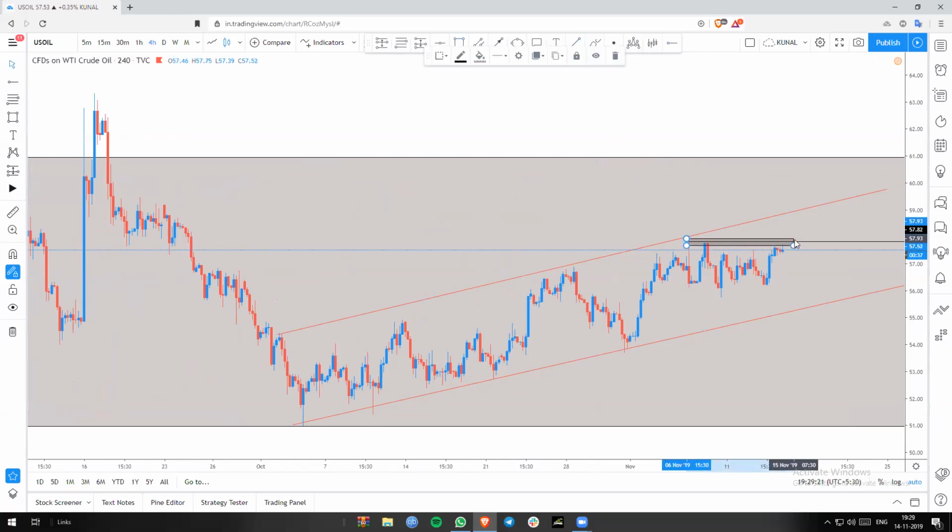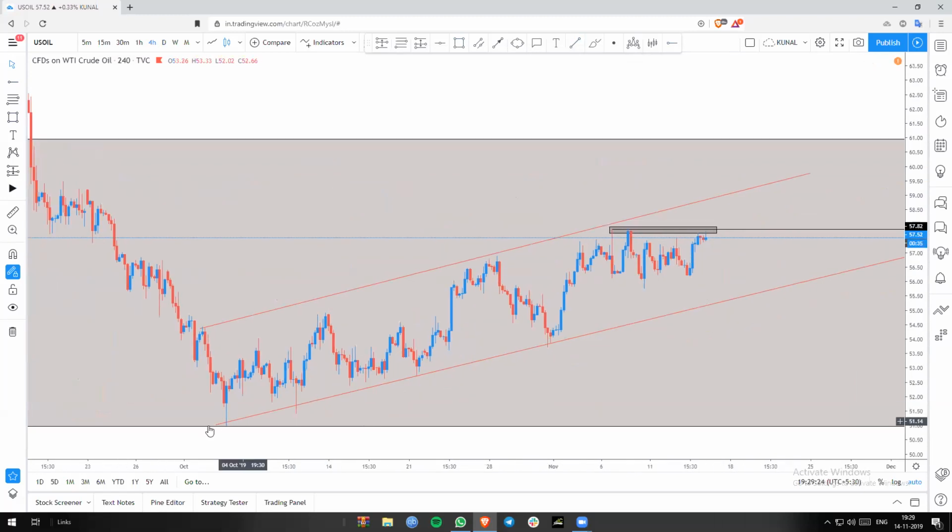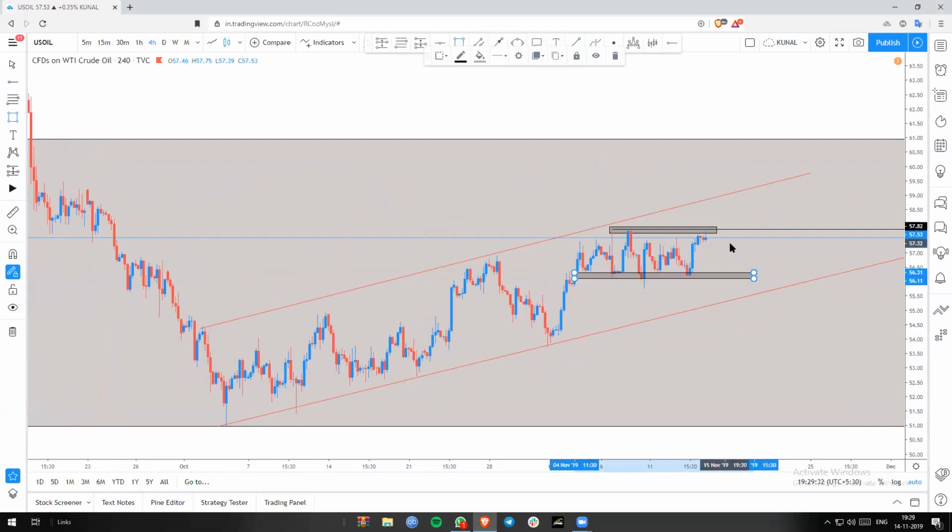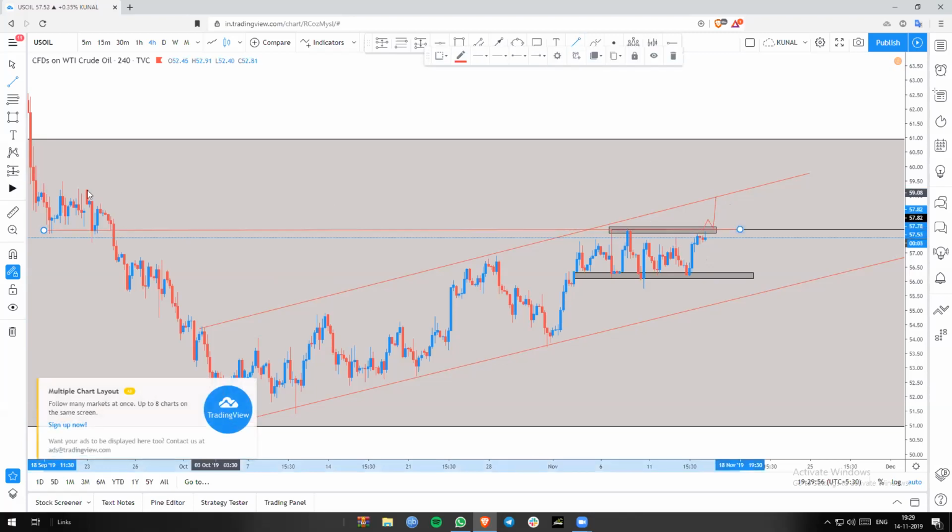A current level of resistance over there, and also we have another range over there. So what we can expect from this is, if it breaks down, we can still have the sell trade over there. If this closes, breaks up, this can be a trade till this level, which we have on the left as well. So this is one level. This could be the next level where it can go till.